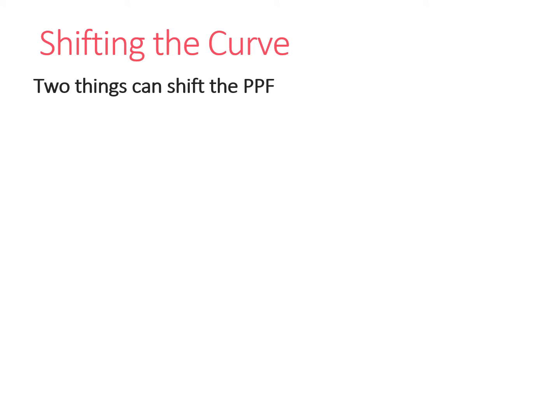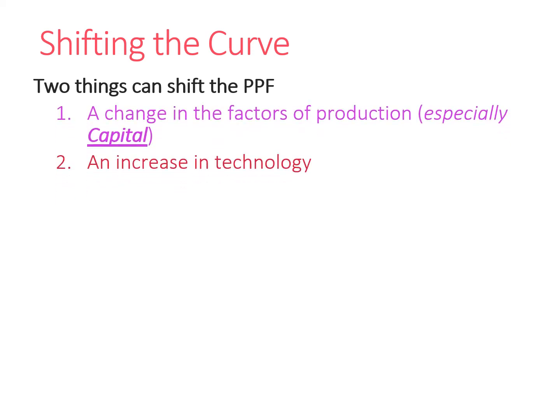All right, now these curves are not static. They can actually move around. And there are 2 different things that can cause a shift in our production possibilities frontier. The first one is a change in the factors of production, especially capital, okay? So if we're ever trying to move our production possibilities frontier outward to the right, that shows the economy growing. That's a good thing. And getting more tools and machines makes that process a little bit faster.